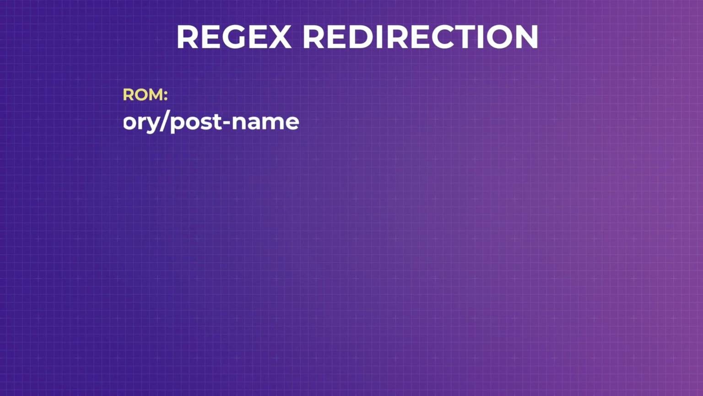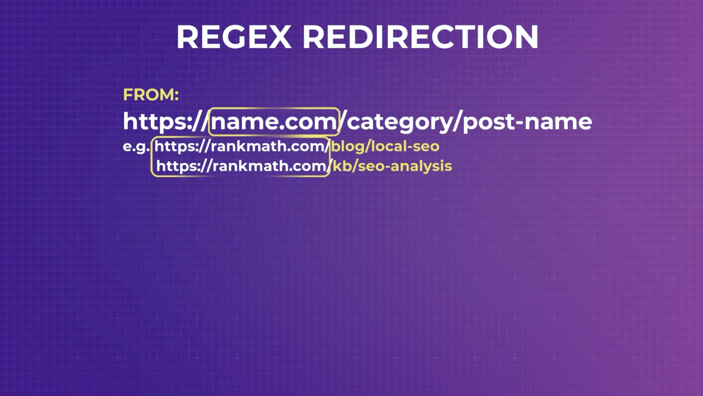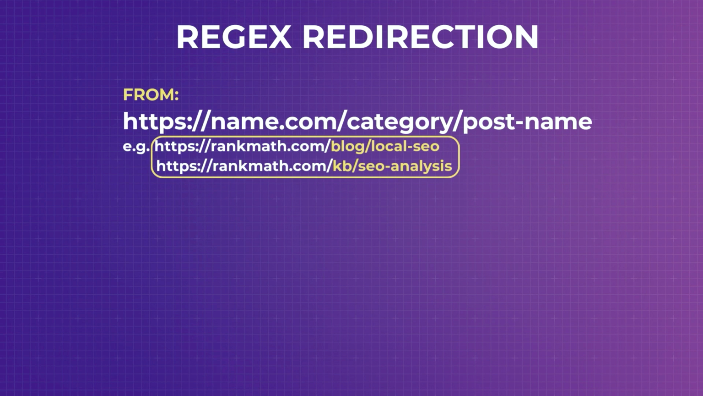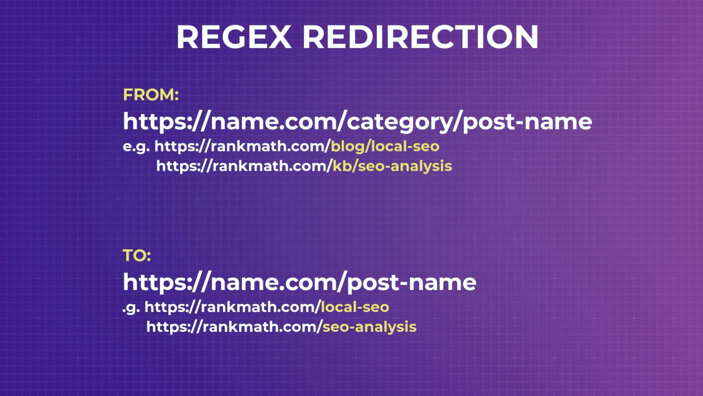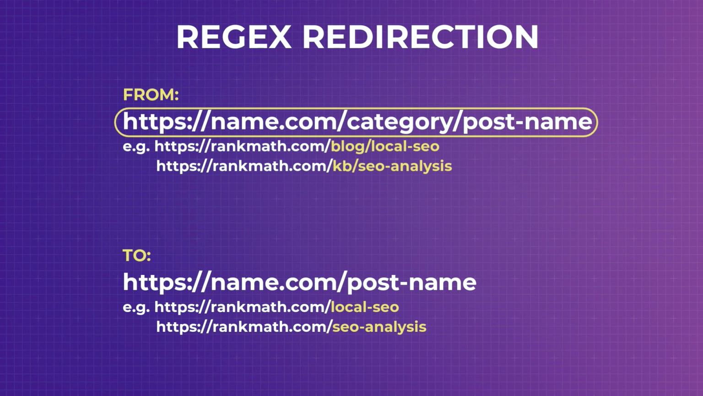Let's say that I want to do a bulk redirect on URLs that fit this pattern. There is the domain name, the category, and the post name. And you want to redirect any URLs with this pattern to a new permalink structure that looks like this. It only has the post name. This is group number 1 in the URL, and this is group number 2. Together, they form a URL pattern.